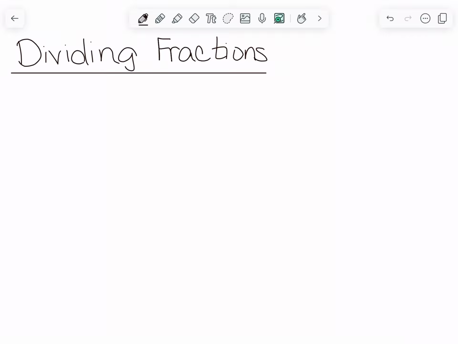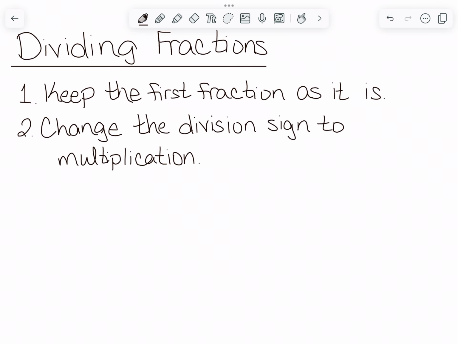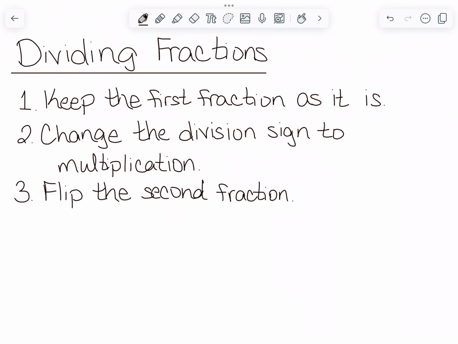The easy shortcut is called keep, change, flip. The first part, keep, we keep the first fraction as it is. The second step, change, we change the division sign to multiplication. And finally, flip. Flip the second fraction, also called taking the reciprocal. Then we multiply like we already learned in the previous video.